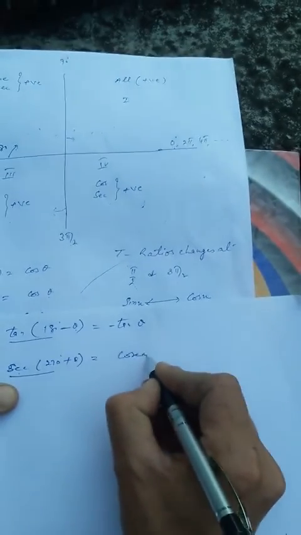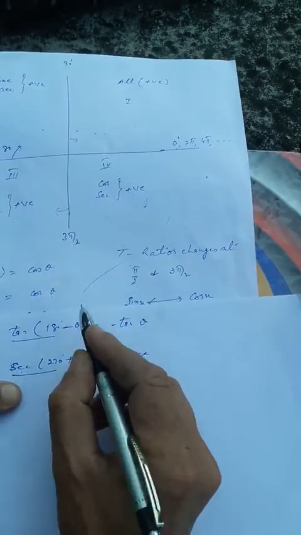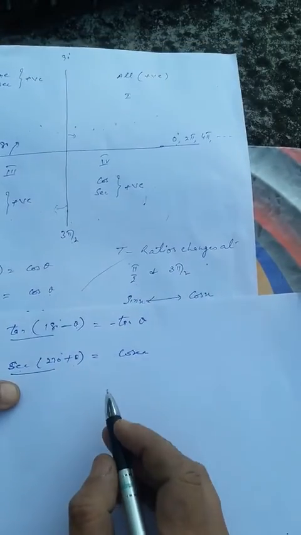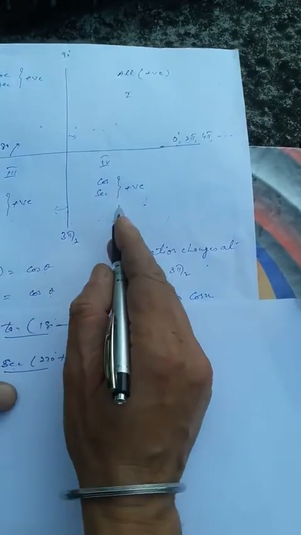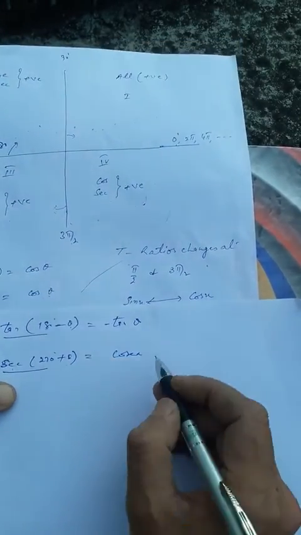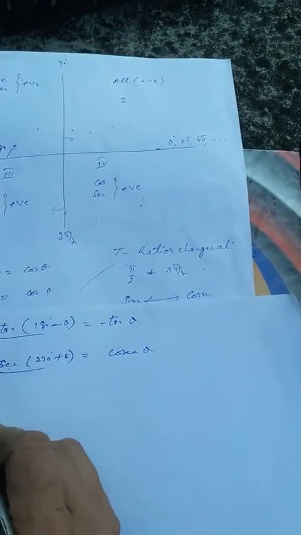I'm taking one more example. Suppose you have to find secant of 270 degrees plus theta. Once again at 270 degrees the t ratios will change, as I have said already, and secant becomes cosecant, so it's cosecant, and it is 270 plus theta. That means we are in the fourth quadrant. Secant is positive in the fourth quadrant, so the answer is cosecant theta.